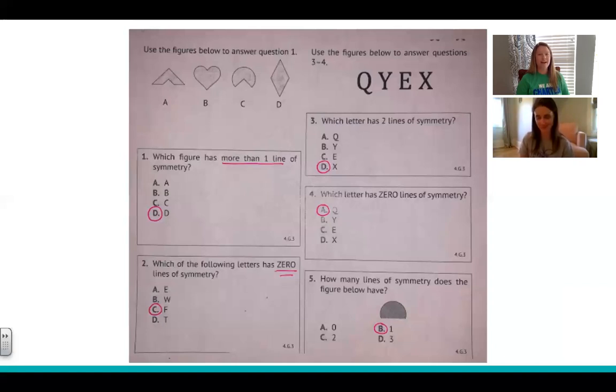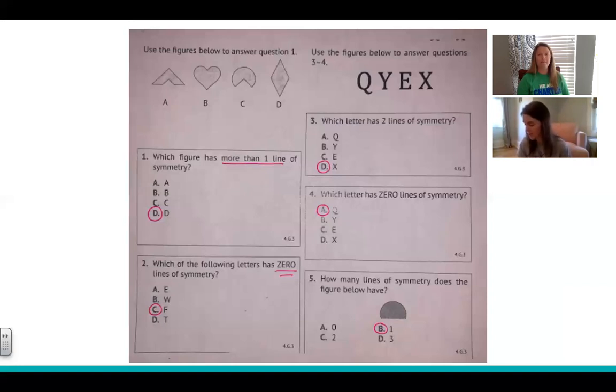Good. All right, number 2, which of the following letters has 0 lines of symmetry? You could take your pen or a colored pencil and actually draw the lines of symmetry. The only one that will not match up at all is F. F has 0 lines of symmetry.